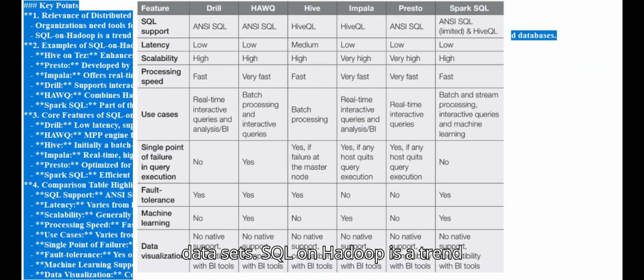Key points. 1. Relevance of distributed SQL engines. Organizations need tools for interactive and low-latency ad hoc analysis of large datasets. SQL on Hadoop is a trend focused on distributed SQL engines for such tasks, applicable to datasets in Hadoop and other distributed databases. 2. Examples of SQL on Hadoop systems.